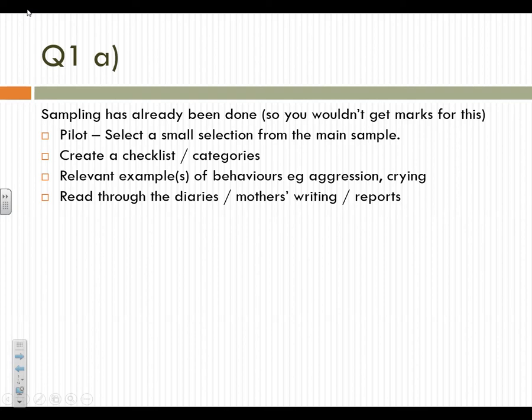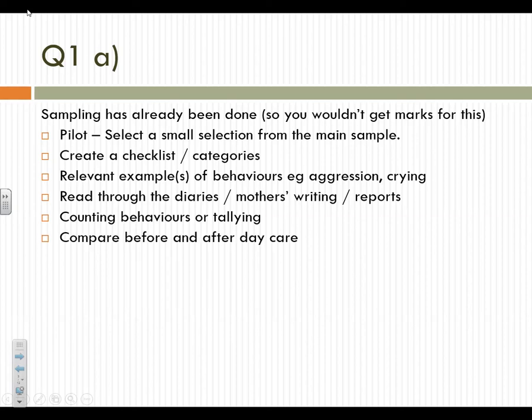And then the next thing I hopefully have mentioned is they read through all the diaries and tally your behaviours. So if you mention any of those, you get a mark, but just wait a minute because you'll see in a minute there's some key things you must mention, otherwise you don't get any of the marks. And compare, and then finally what they do is compare to before and after daycare. So technically if you get any 4 of those you should get 4 marks. If you get 3, you get 3 marks, and so on.